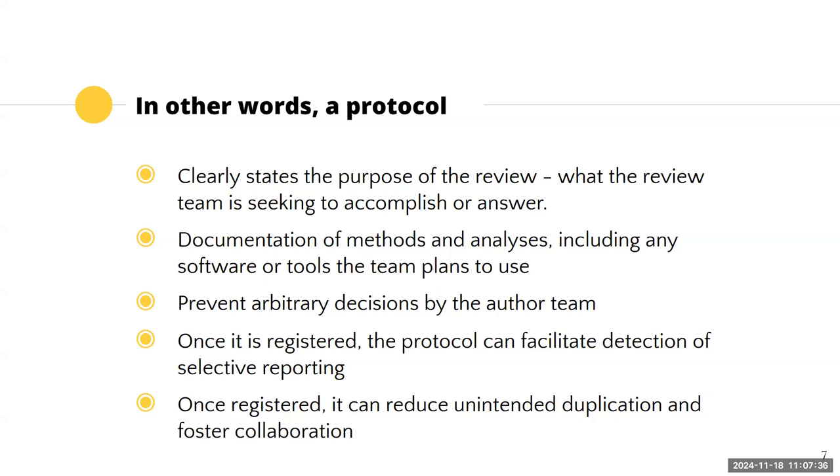So if another researcher says, oh, hey, that part of your method seems like it could show some bias, maybe rethink this, or maybe you've missed some term in the search or some other synonym for what you're researching. And then once it's registered, it reduces unintended duplication. Perhaps your team didn't find this other existing review or other existing protocol that's been published or registered, and it can facilitate that collaboration or narrowing in or broadening out on your review question.